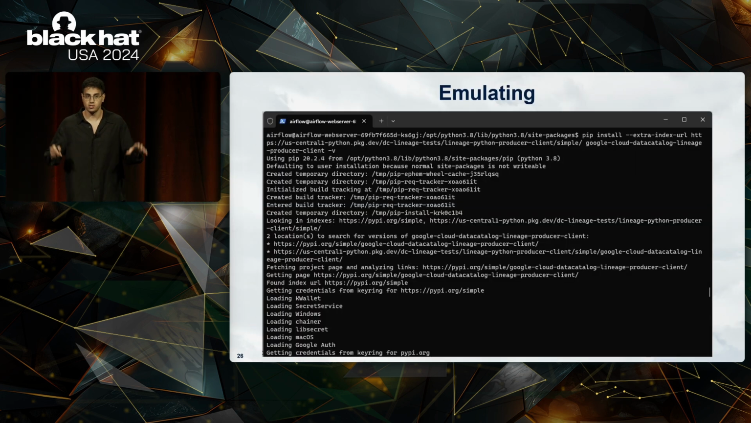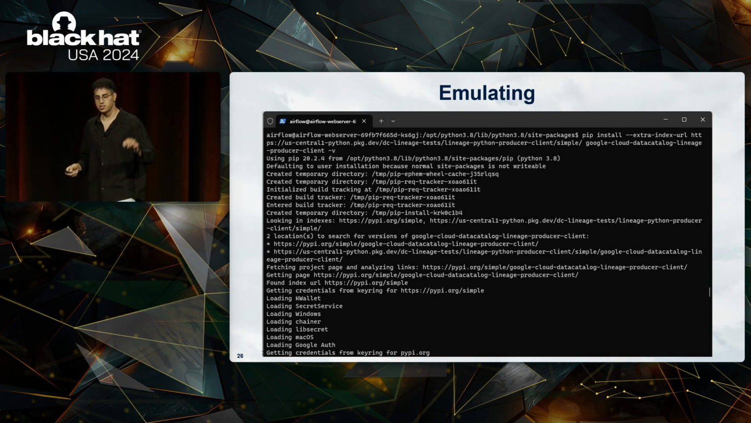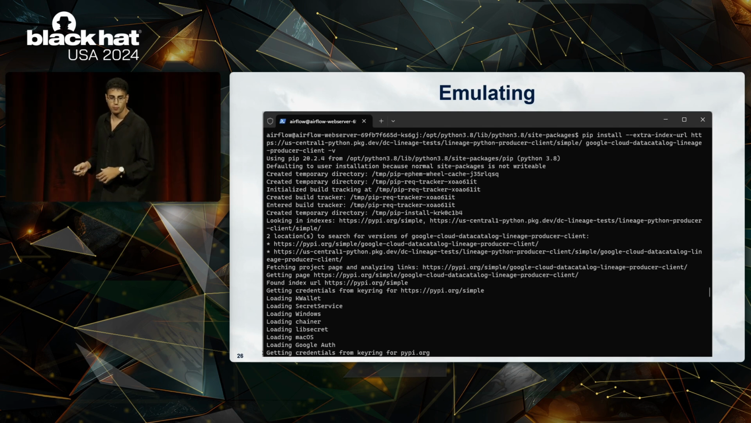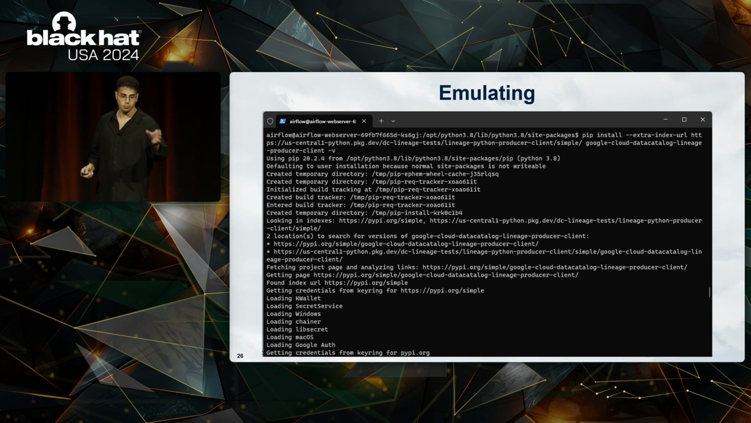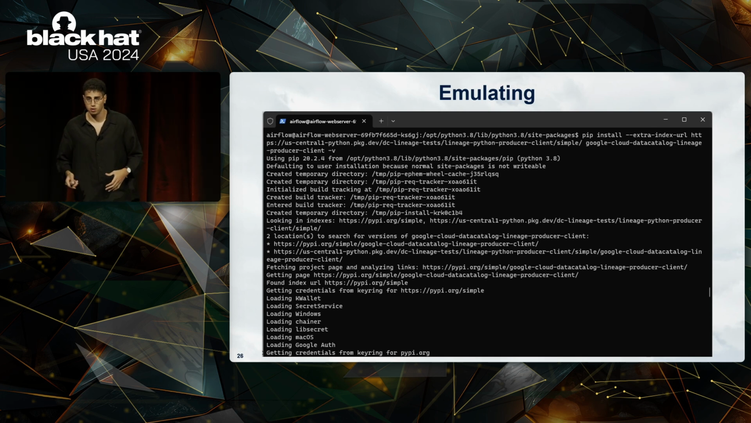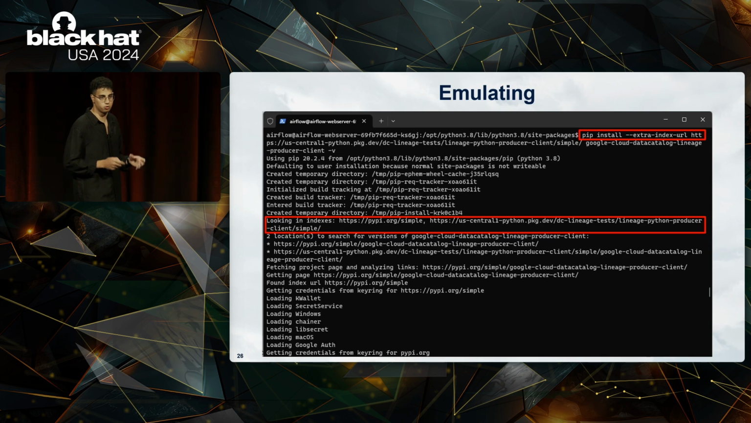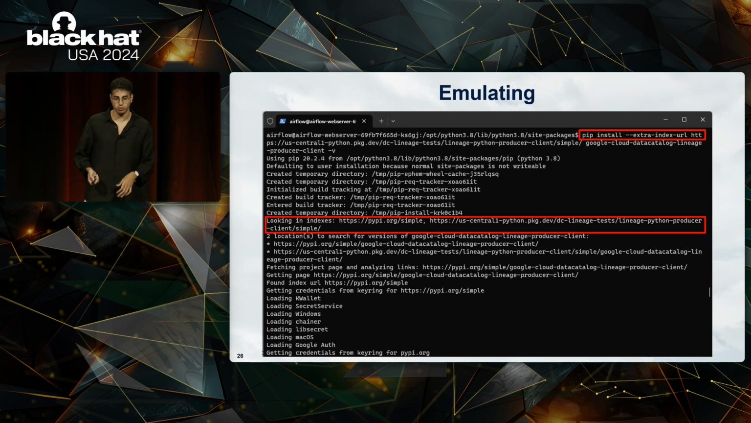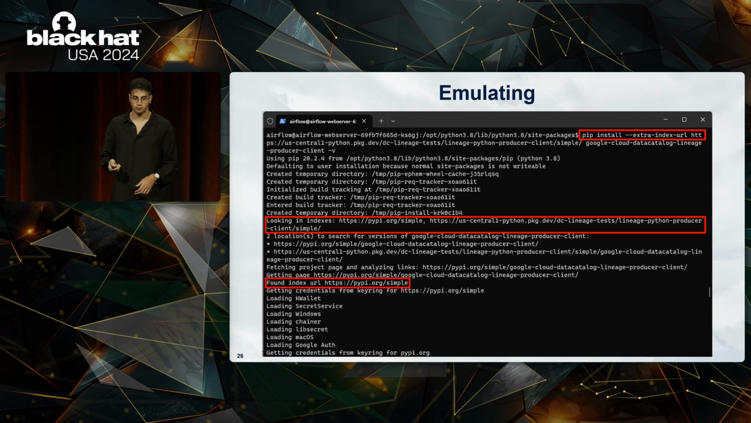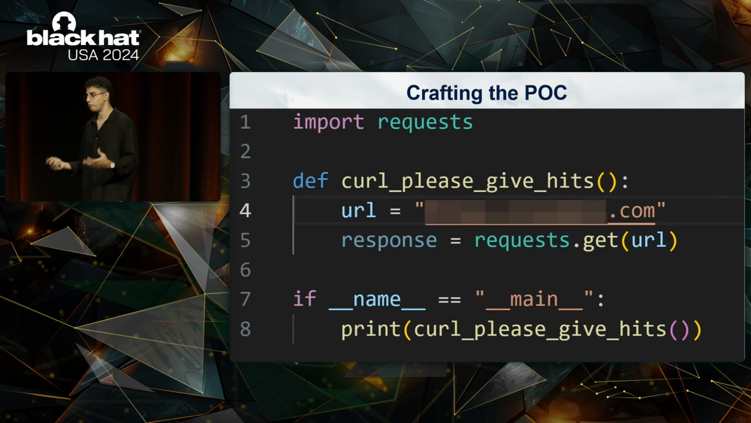The next step for me is to emulate. I emulated the process again. I ran code on my own GCP Composer service, and I ran this pip install with the extra index URL argument, this risky argument, and the private registry of Google. Then I saw that pip is looking for two indexes, the public one and the private one, and it chose the public one. The next step was to craft the POC.